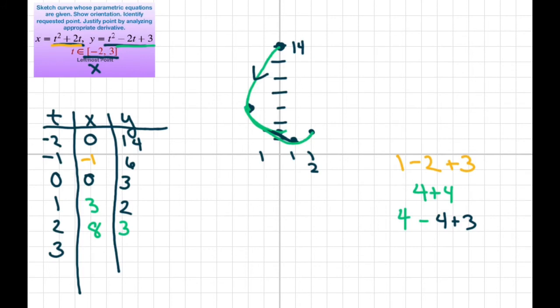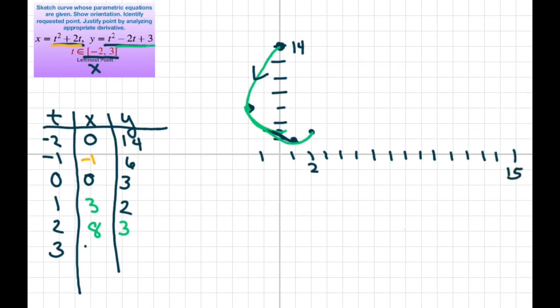Now at 3, we're going to get 3 squared plus 6. So 3 squared is 9 plus 6 is 15. So 2, 3, 4, 5, 6, 7, 8, 9, 10, 11, 12, 13, 14, 15. Barely made it. All right, so this is 15. And then for your y, you're going to get 9 minus 6 plus 3. So that's going to go up to 6. So at 15, we're at 2, 4, 6, which is about there.